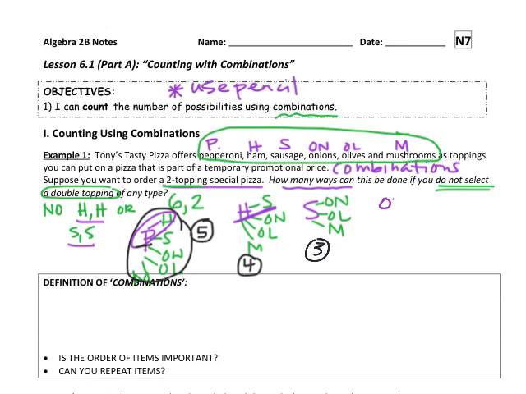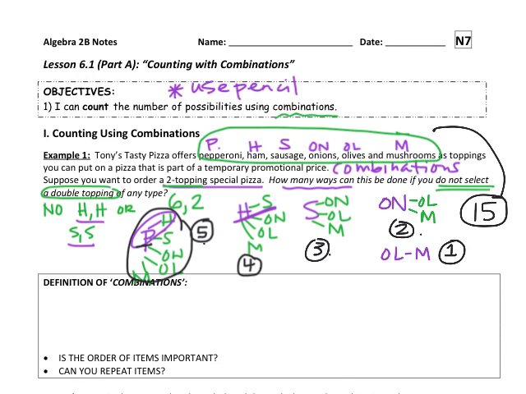What if we had onion? Well, onion could go with olive or mushroom, and that is 2 more ways that we could design a pizza. And then our final, last one is going to be just olive and mushroom. So that's 1 more way. So if I add up all the numbers I have here in the black ink, 5 plus 4 plus 3 plus 2 plus 1, that is a total of 15 different pizza combinations from just the 6 toppings that I started with.